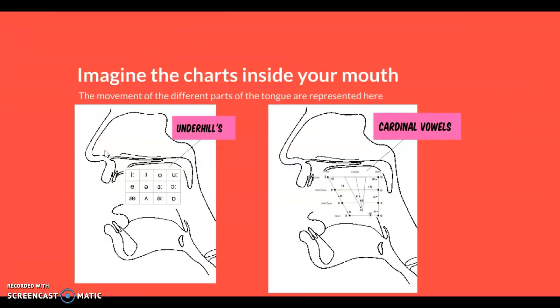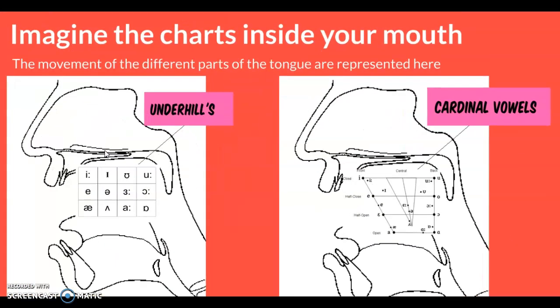Okay, so let's go to the different charts that we have. So we know that different parts of the tongue are moved to produce the sounds, okay? What we also need to remember is that we take the tongue in relation to the palate or the roof of the mouth. So when we see both charts, that is Underhill's and the cardinal vowels, we have to imagine that they are representing the movement of our tongue in the production of specific vowels inside our mouth. So let's see. Here you have a representation of these two charts inside of our mouth.